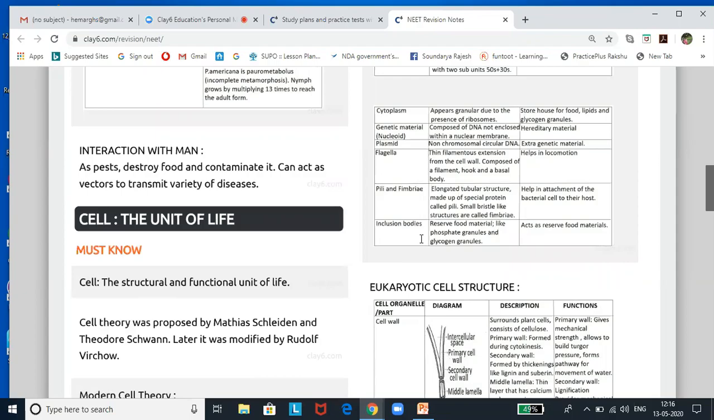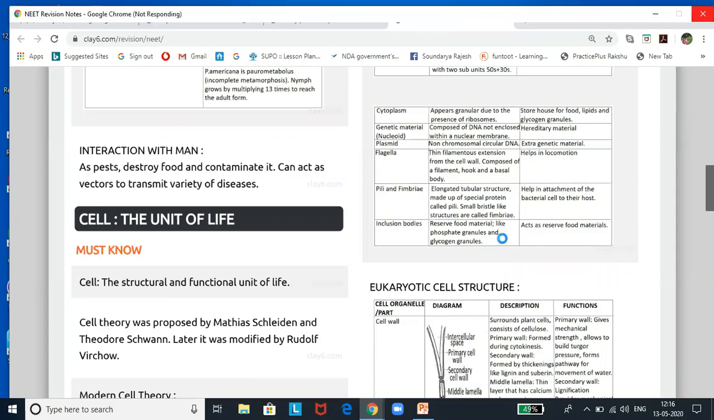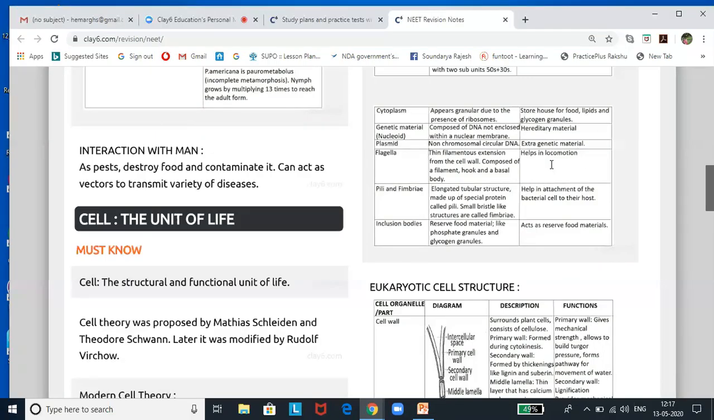Now if you look at the inclusion bodies, they include reserve food materials like phosphate granules, glycogen granules, and cyanophycin granules, and they all act as the reserve food materials.